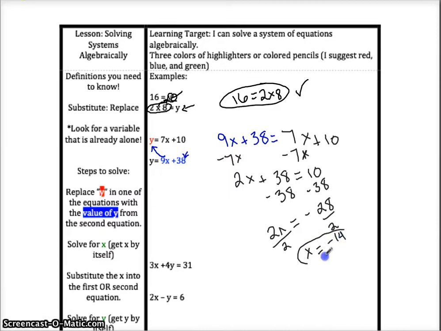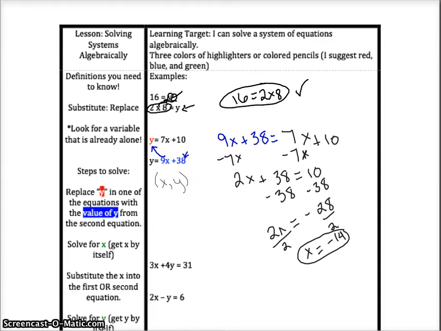Okay, so here's my x. Now remember, when I'm working with systems of equations, I'm looking for an ordered pair that's going to make my equation true. So this is just my x. This is not my final answer. I'm looking for an answer that's going to be an x and a y. And right now I only have the x. So I need to go through.